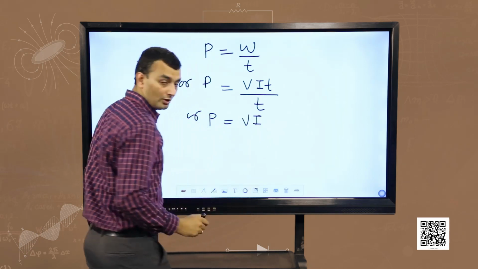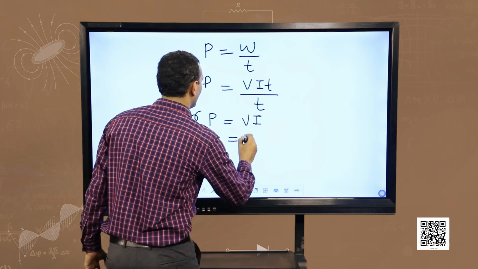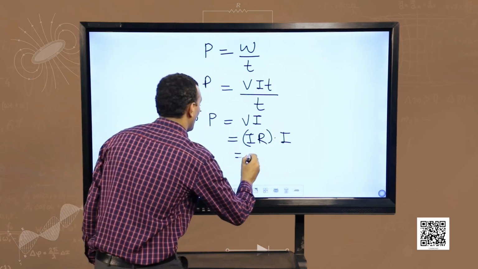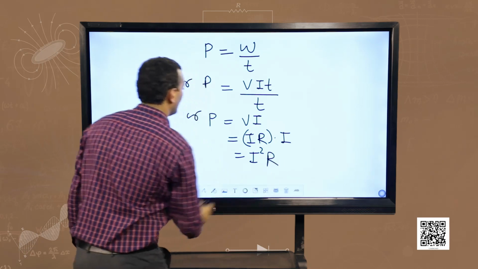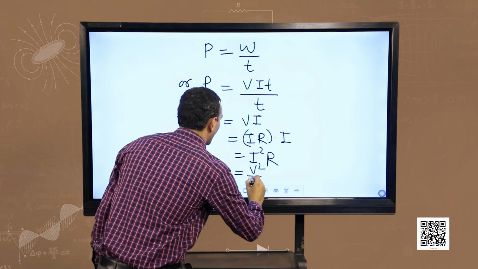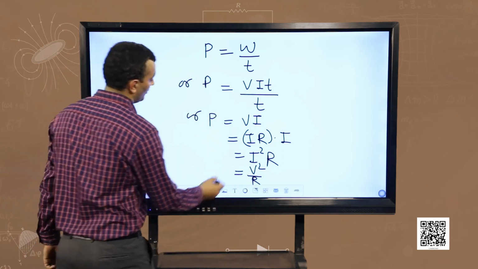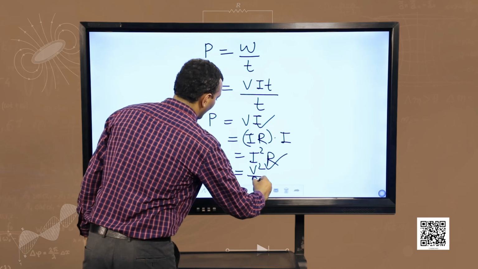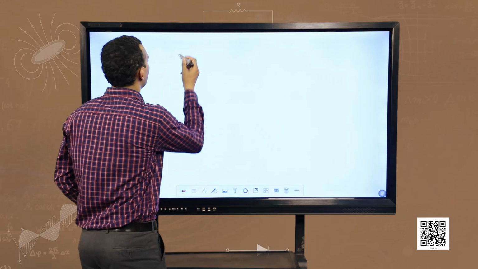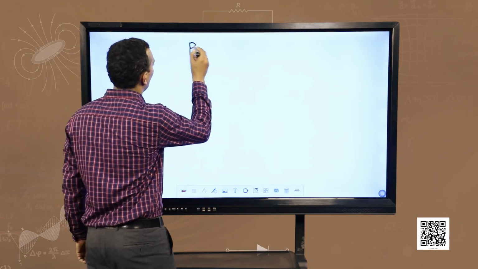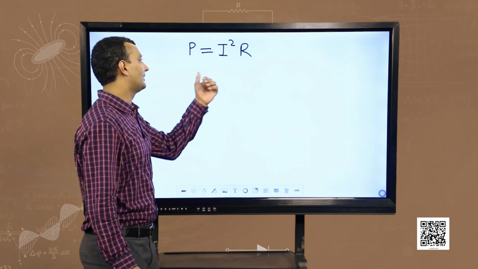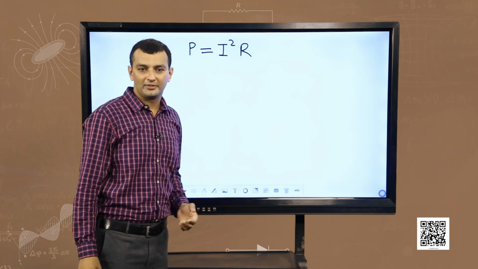So one expression for power is VI. Using Ohm's law, it can also be written as I square R, and it can be written as V square upon R also. So these three are the different expressions for power. The expression for power is that power equals I square R. It suggests that power obviously depends upon current and resistance.